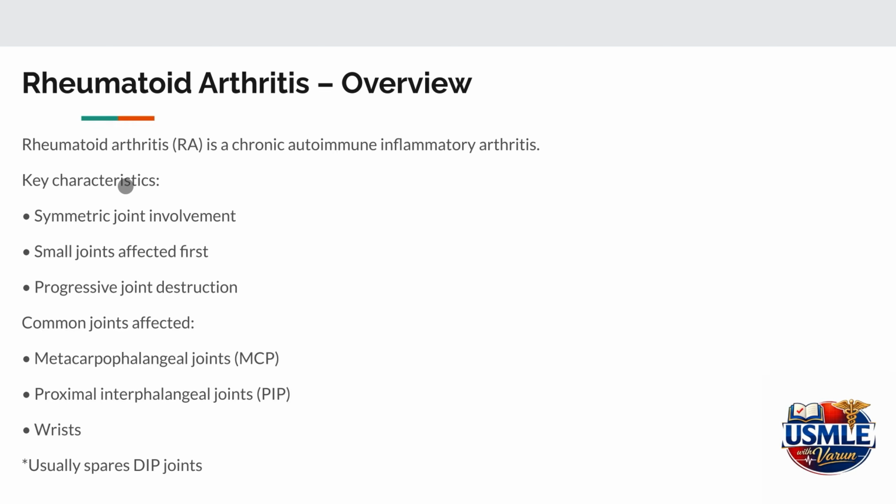Rheumatoid arthritis is a chronic autoimmune inflammatory disease that primarily affects the joints. One of its defining characteristics is symmetric involvement of joints. The disease usually begins by affecting the small joints first, particularly the metacarpophalangeal joints, the proximal interphalangeal joints, and the wrist joints. Importantly, rheumatoid arthritis usually spares the distal interphalangeal joints. Without treatment, rheumatoid arthritis leads to progressive destruction of the joints and deformities.